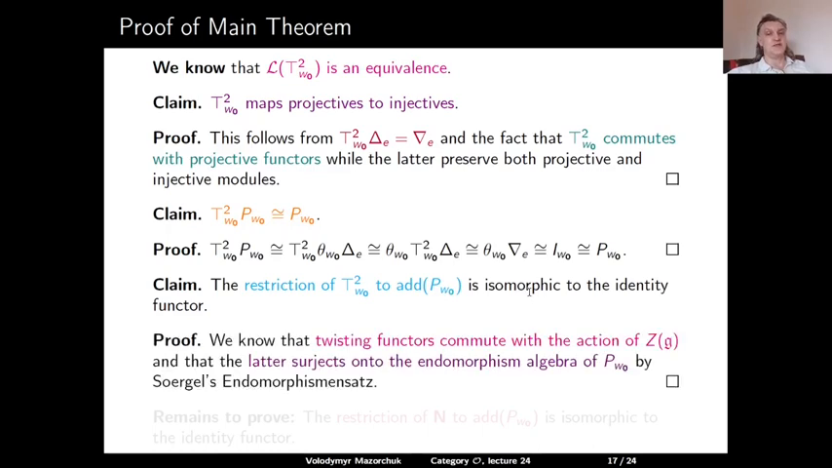Well, we know that twisting functors commute with the action of the center of the universal enveloping algebra, and that the latter center surjects onto the endomorphism algebra of P(w0) by Soergel's Endomorphismensatz. This implies the claim. Hence, to complete the proof of the main theorem, we need to prove that the restriction of the Nakayama functor to the additive closure of P(w0) is isomorphic to the identity functor.